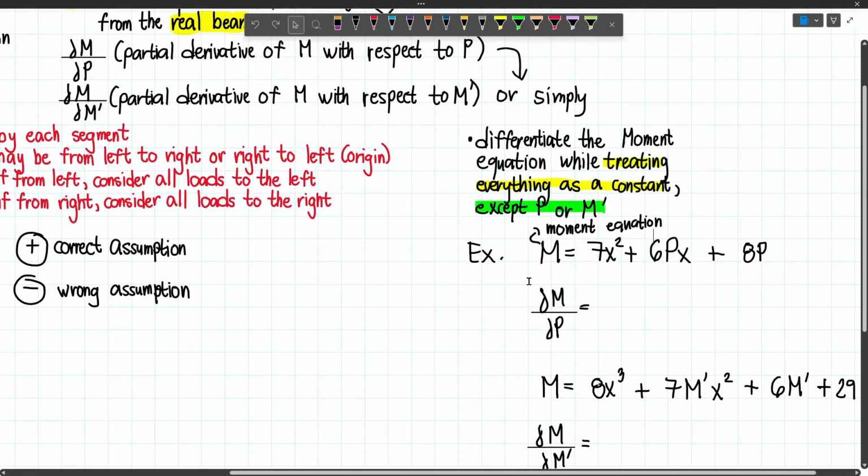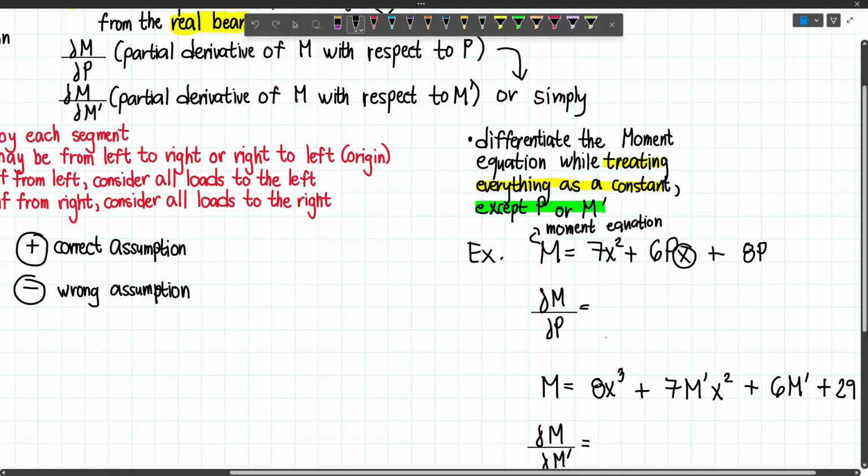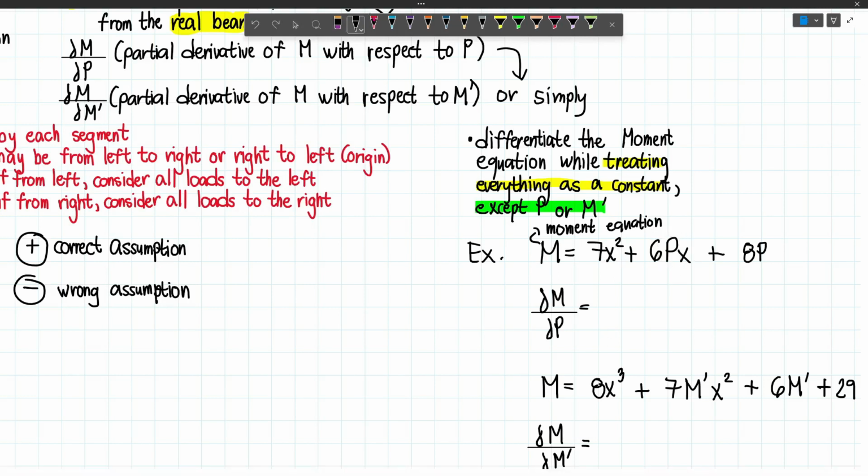So, if we are to get the partial derivative of M with respect to P, we will treat everything as a constant. So, itong X magiging constant, itong X din, and then itong P lang yung variable natin. So, if this is a constant, if we will differentiate that one, that will be 0. And then, if we will differentiate this one, while treating these as constants, magiging 6x. Kasi diba, if we will differentiate P, magiging 1. And so 1 times 6x, magiging 6x. And then plus, if we will differentiate 8p, magiging 8. Kasi ito lang yung variable natin.